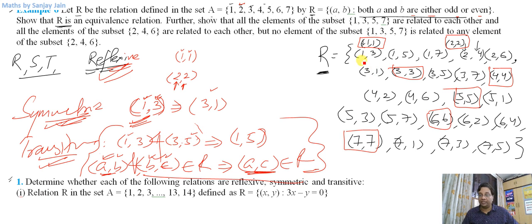Otherwise, if you check each and every element, it will take you a lot of time. 1 3, 3 1, then 1 1, 1 3, then 3 5, then 1 5. So it will take you a lot of time. You can do that also, but that is going to consume a lot of time. So the first part of this question is over.